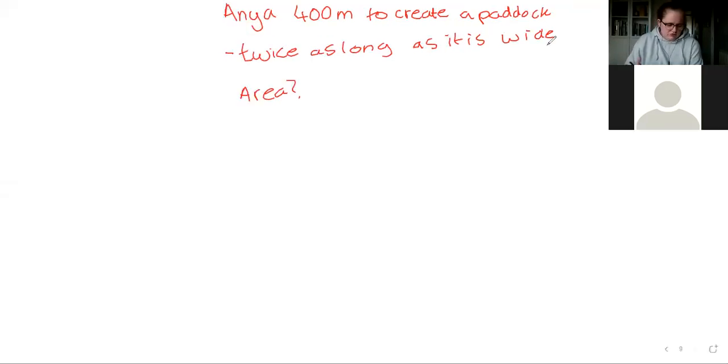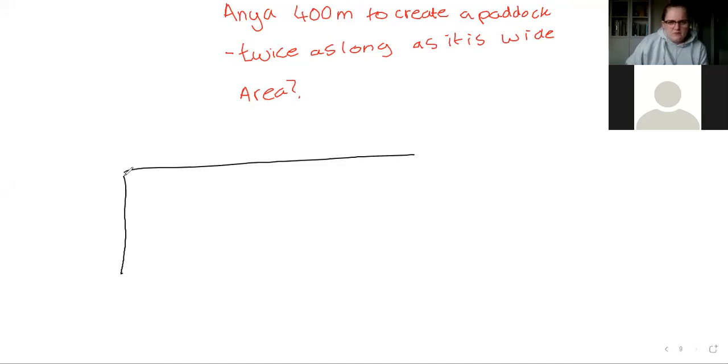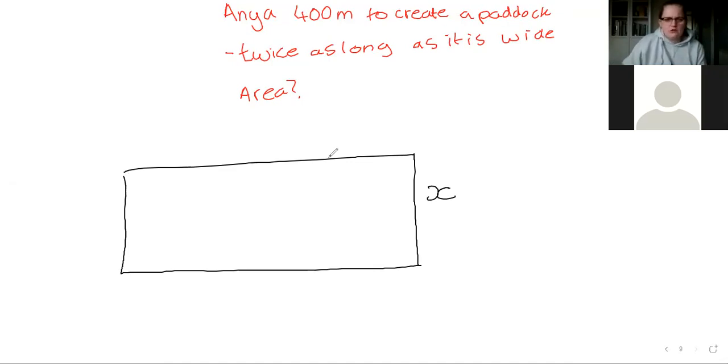So we're going to draw out our paddock. This is where the problem solving and the trying things again and again and again really does help. So draw our paddock out. It's going to be twice as long as it is wide. So wide, it's going to be x. Twice as long, it's going to be 2x. So the area would be 2x multiplied by x. So we would have 2x squared as our area.